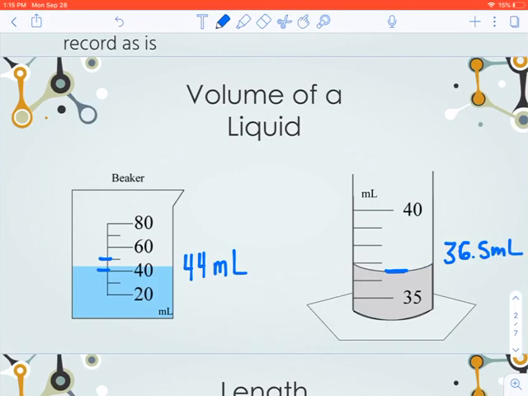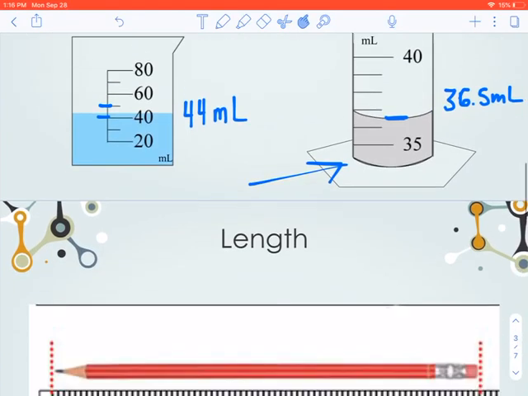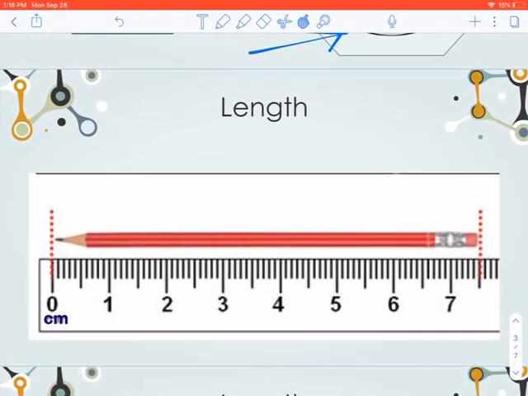So you can see that graduated cylinders are best for measuring the volume of liquids because you can get a much more precise value, whereas the beaker on the left is more just for estimates, or just eyeballing approximately how much you'd be using. Next, we are looking at length.